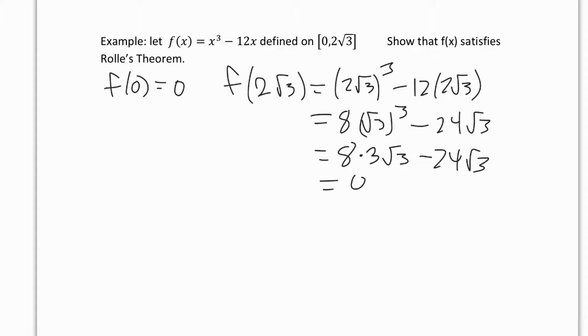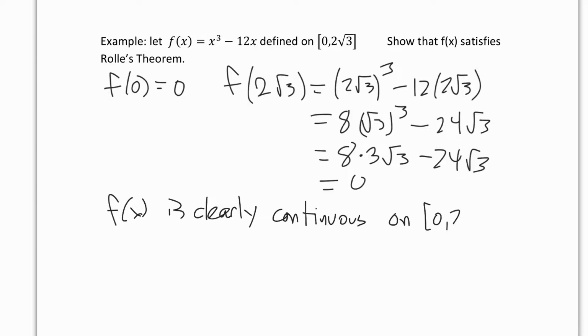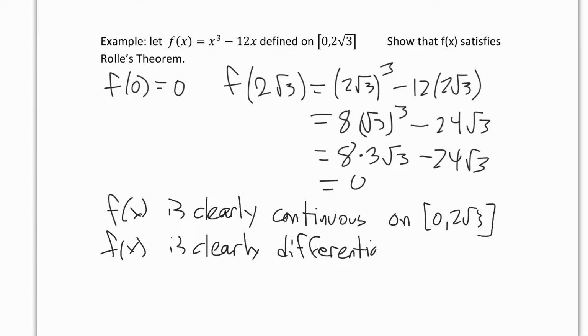Is f(x) continuous? Well, it's a polynomial. We proved that polynomials are continuous, so yeah, it's continuous. Is it differentiable? Of course, it's a polynomial. You can always take derivatives of polynomials. They're nice and smooth. So we would just state f of x is clearly continuous on the interval 0 to 2 root 3, and f of x is clearly differentiable on 0 to 2 root 3.